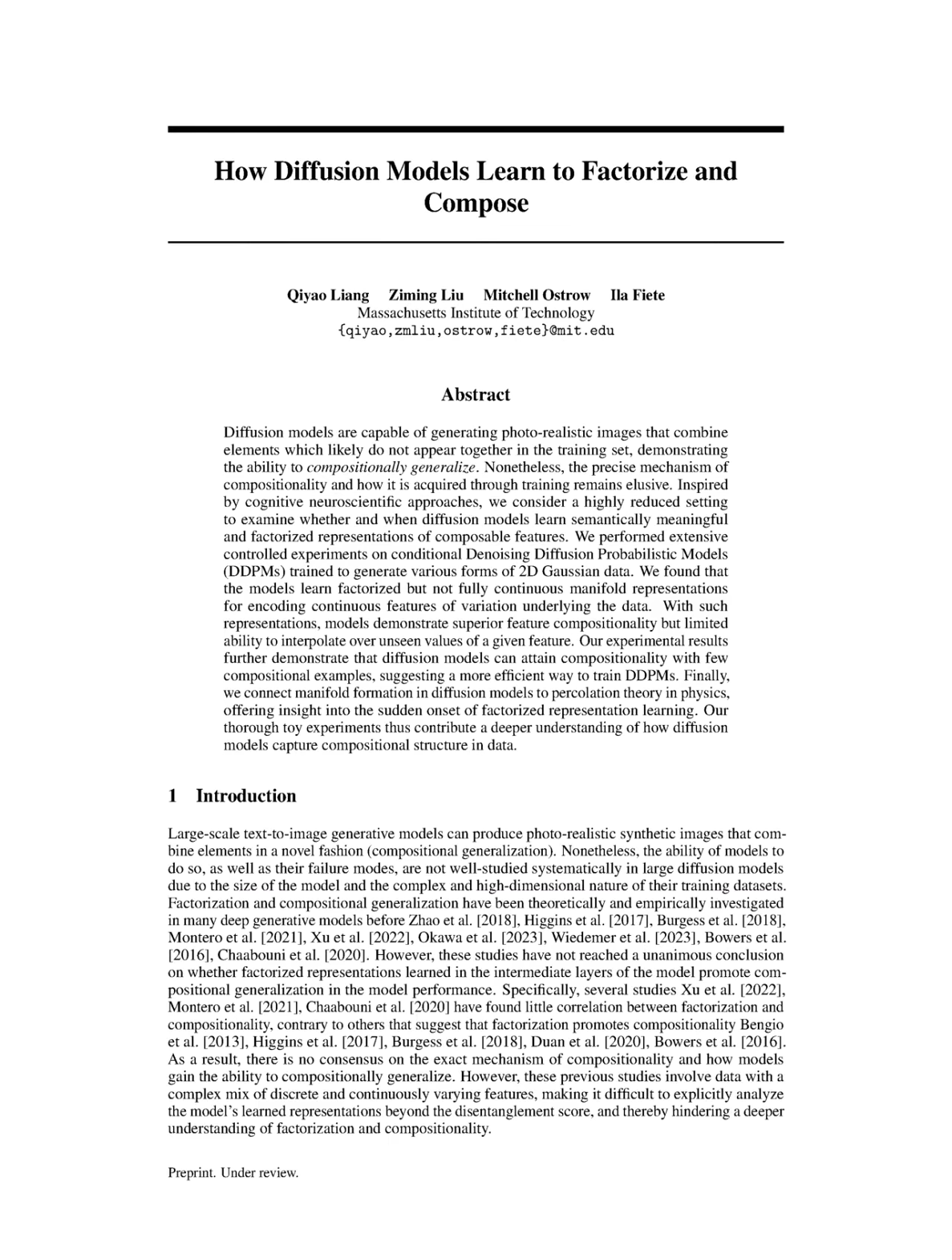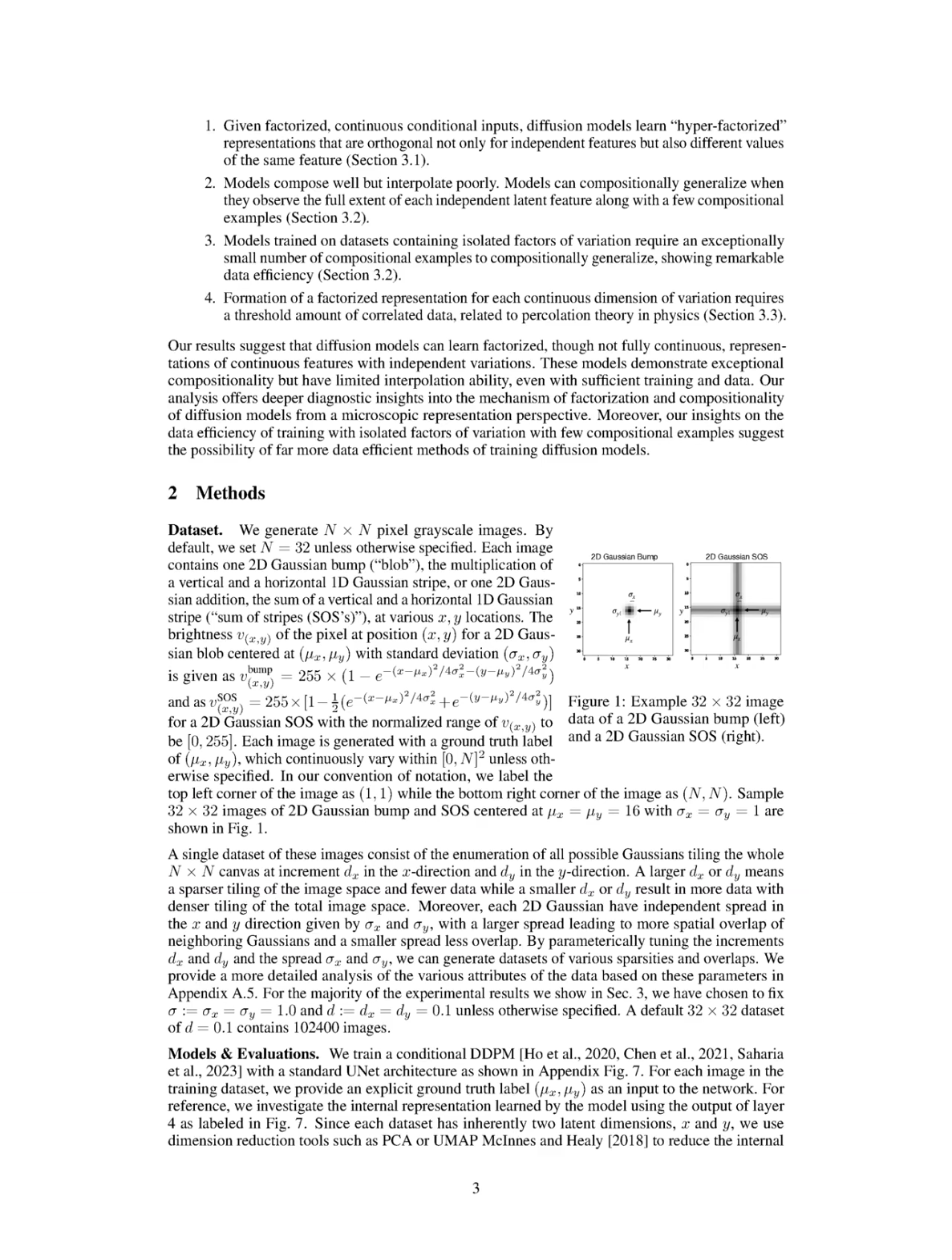The proposed method involves a systematic experimental setup to investigate the factorization and compositional generalization capabilities of diffusion models. First, we generate datasets of n times n pixel grayscale images containing 2D Gaussian bumps, which are created by multiplying or adding 1D Gaussian stripes at specified mu_x, mu_y coordinates on a finite canvas. The training dataset is constructed by enumerating all possible Gaussian configurations with varying parameters, such as the spread, sigma_x, sigma_y, and increments, d_x, d_y, resulting in a dataset that can be adjusted for sparsity and overlap.